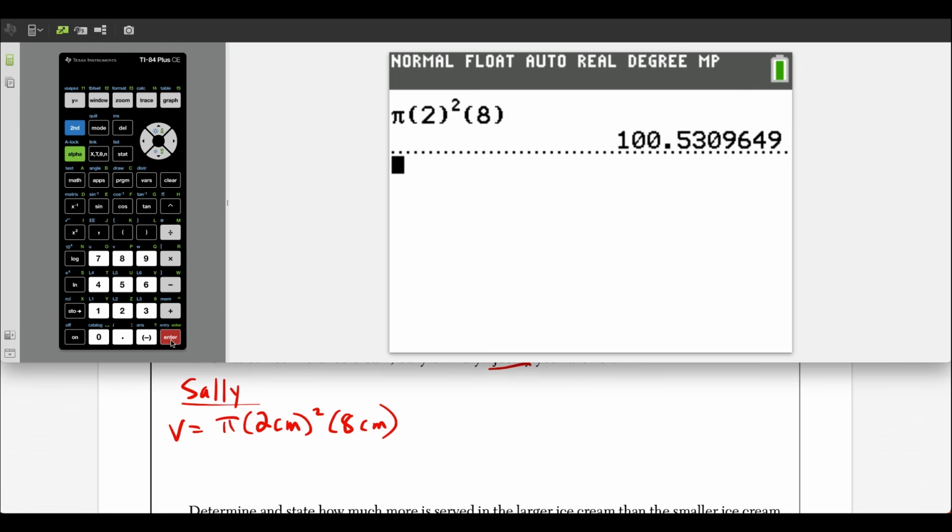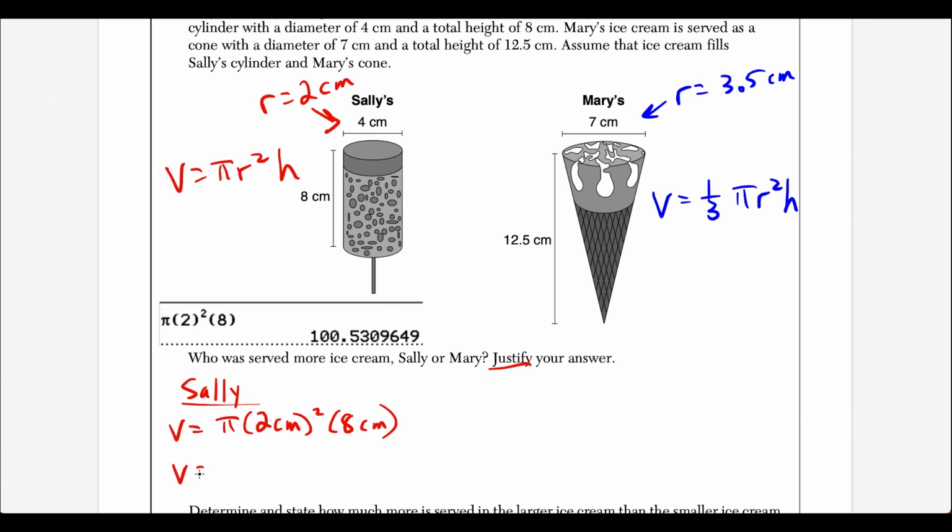So this is going to work out to the nearest hundredth, 100.53. So this volume is 100.53. And the units here are going to be cubic centimeters. So we have cubic centimeters like this. So now next up is Mary.